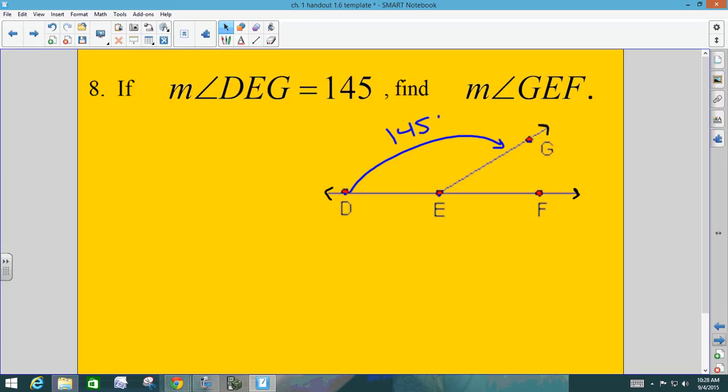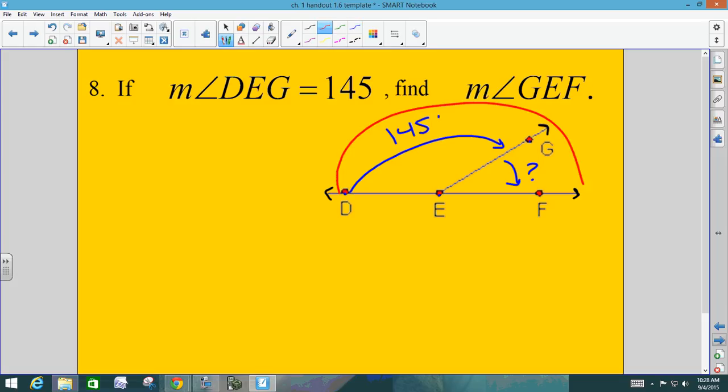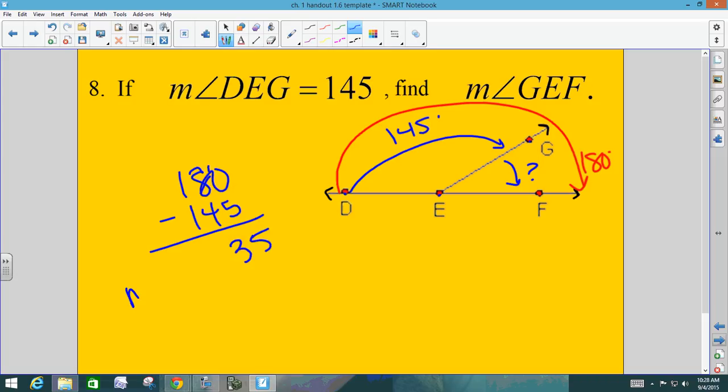Rose, what should we do here to find the measure of angle GEF? Subtract from angle DEF. Rose, do you know the measurement of angle DEF? How'd you know it was 180? Good, it's a straight angle. Awesome. So 180 minus 145, 35. The measure of angle GEF equals 35 degrees.